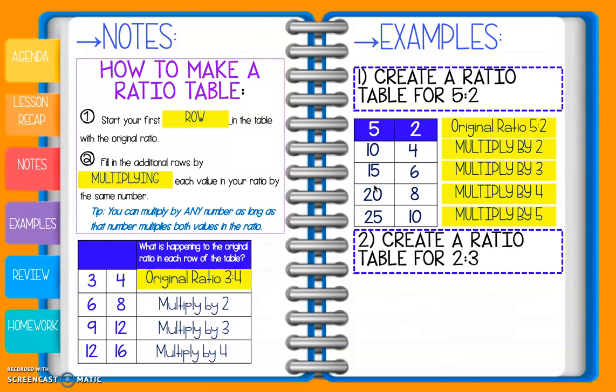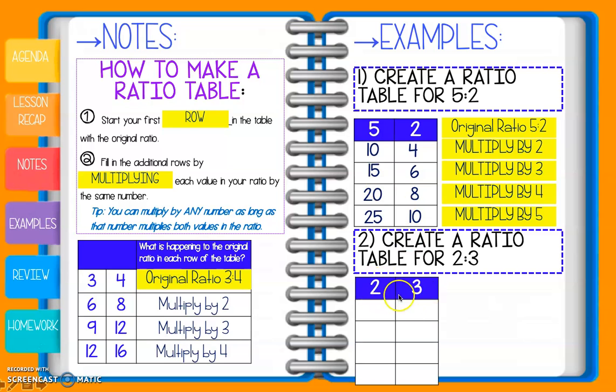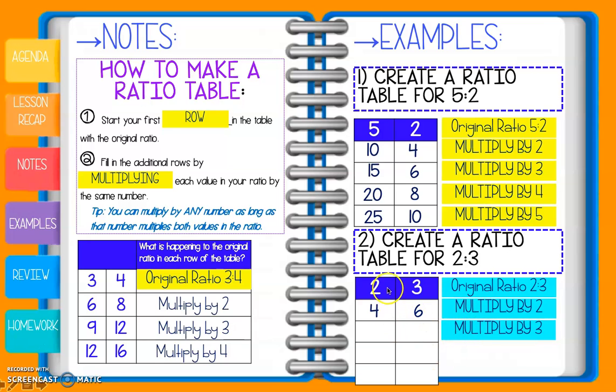We've got create a ratio table for 2 to 3. So again, our first row is going to be that original ratio, 2 to 3. To get my second row, we're going to take the original ratio and we're going to multiply it by 2. So 2 times 2 would give me 4. 3 times 2 would give me 6. To get my third row, I'm going to multiply by 3. So 2 times 3 would give me 6, and 3 times 3 would give me 9.